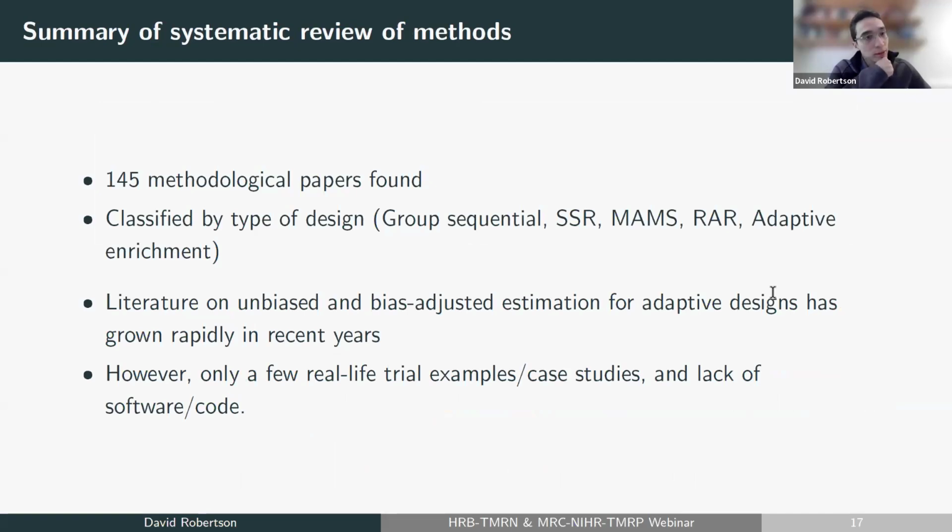So just going back to the systematic review of methods for estimation after adaptive designs, in our review, we found 145 methodological papers. So there's actually been a fair amount of work in the area. And in our summary, we classified them by the type of design. I think it's fair to say the literature has grown rapidly in recent years, but at the same time, there's only a few examples of real-life trials or case studies, and a lack of software and code in general.